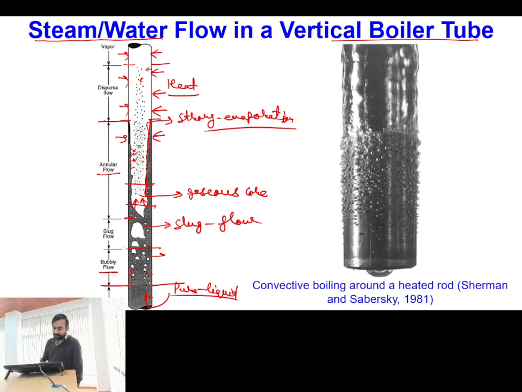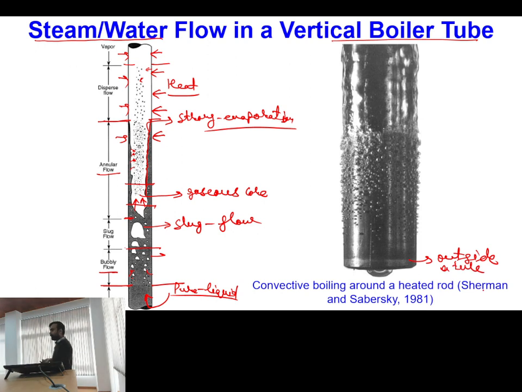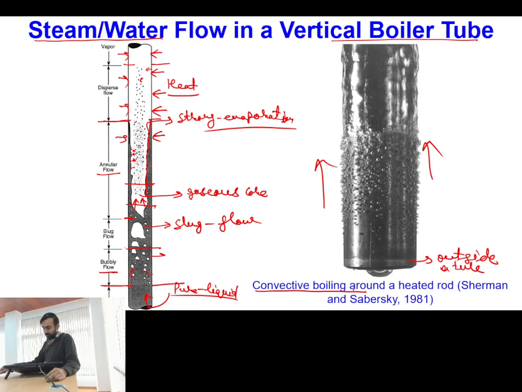Now similar to this flow through a tube, there is one experimental snapshot given over here, but this is not inside a tube, this is outside a tube. So you have a tube, and around this tube you are allowing the saturated liquid to flow. Say you are pumping saturated liquid above this tube. So here we are calling this convective boiling around a heated rod. Why convective boiling? There are two boilings, one is pool, one is flow. Here we are allowing the saturated liquid to flow across this tube, that's why I am using the term convective boiling.